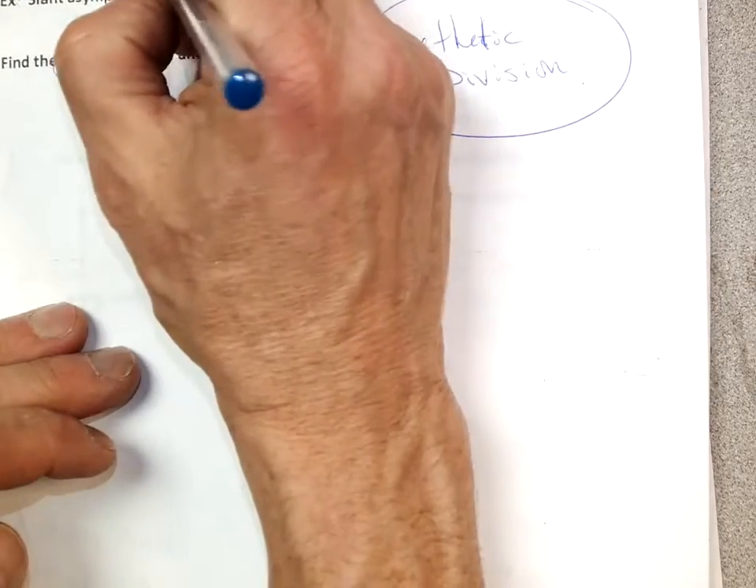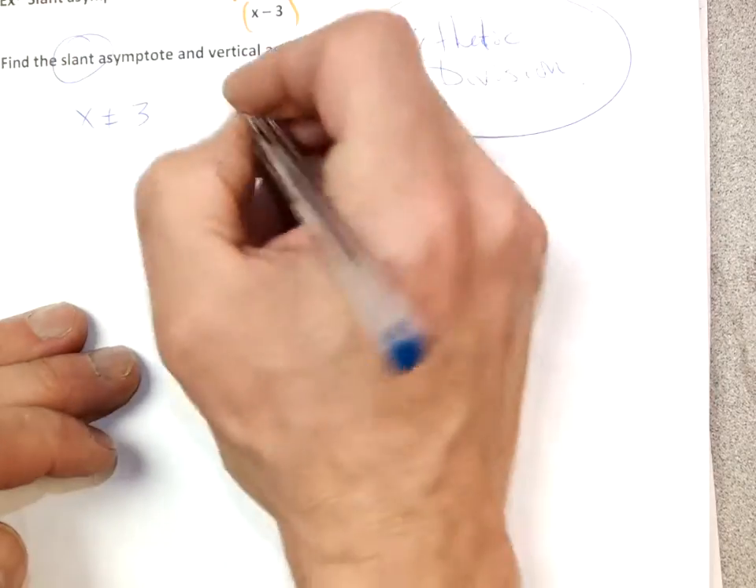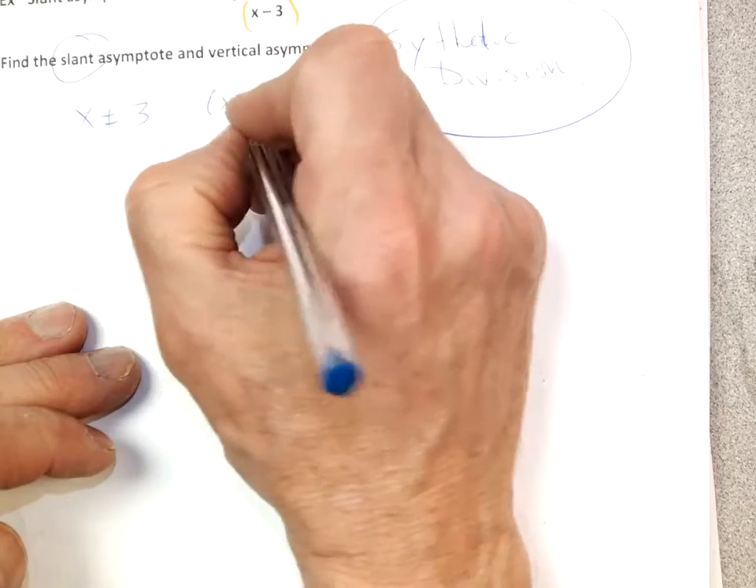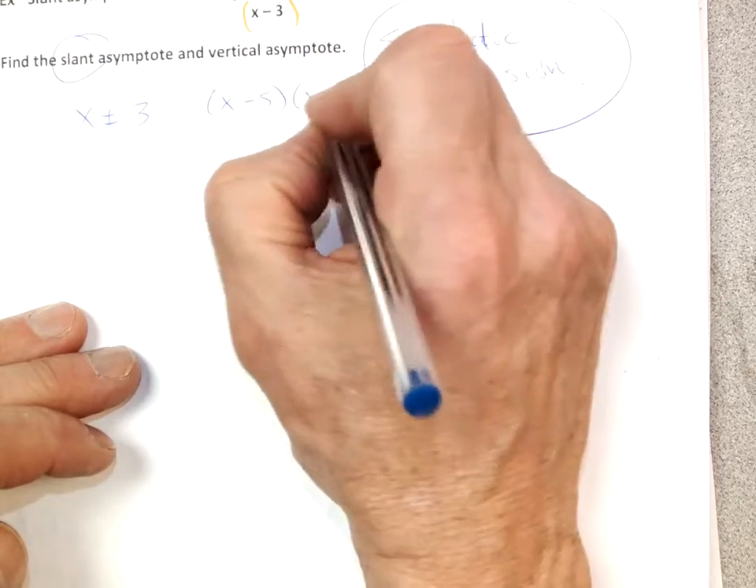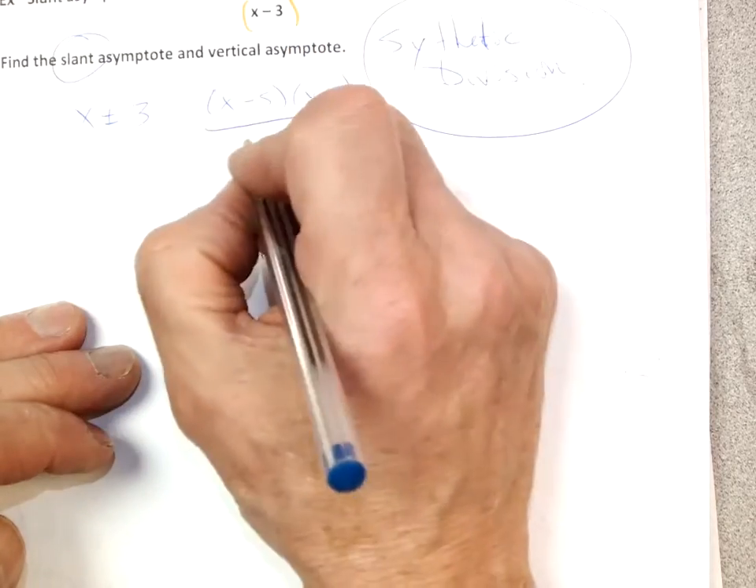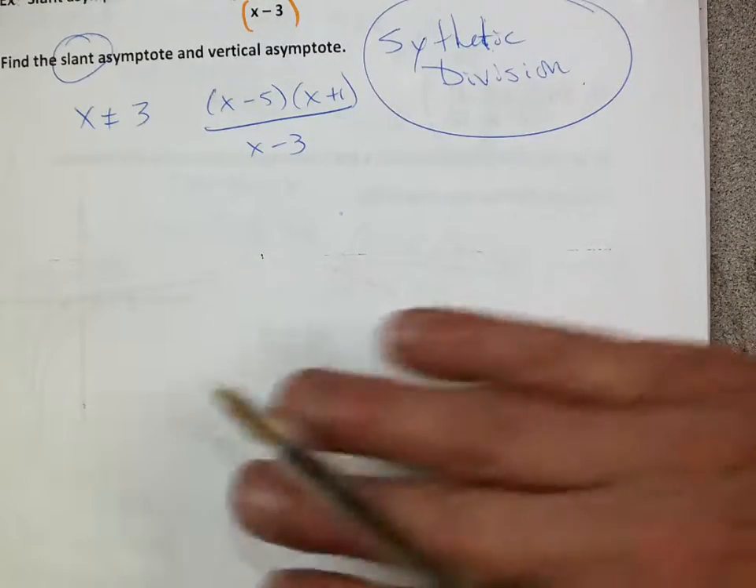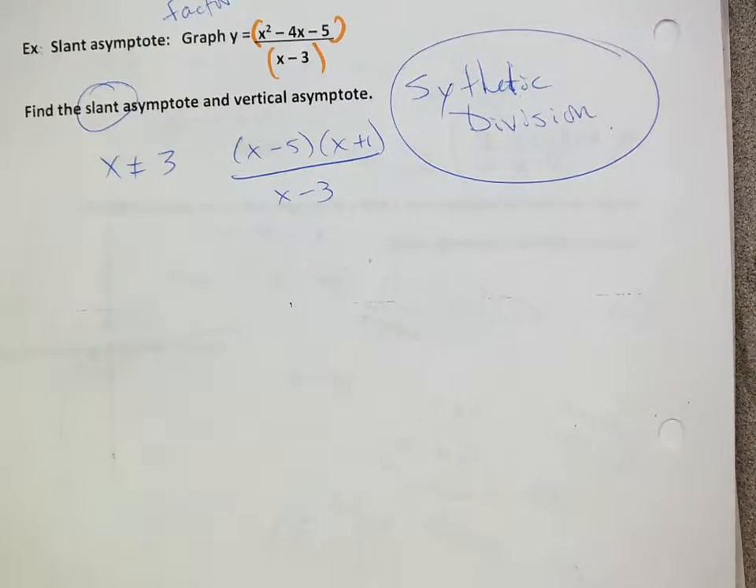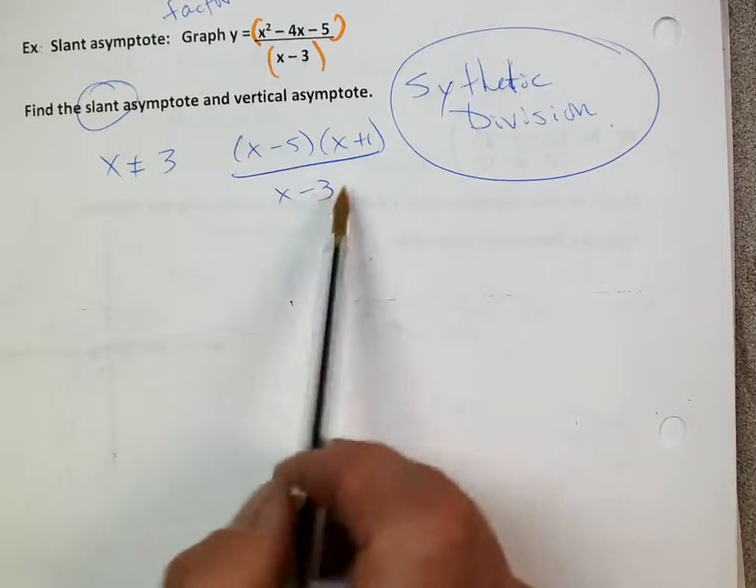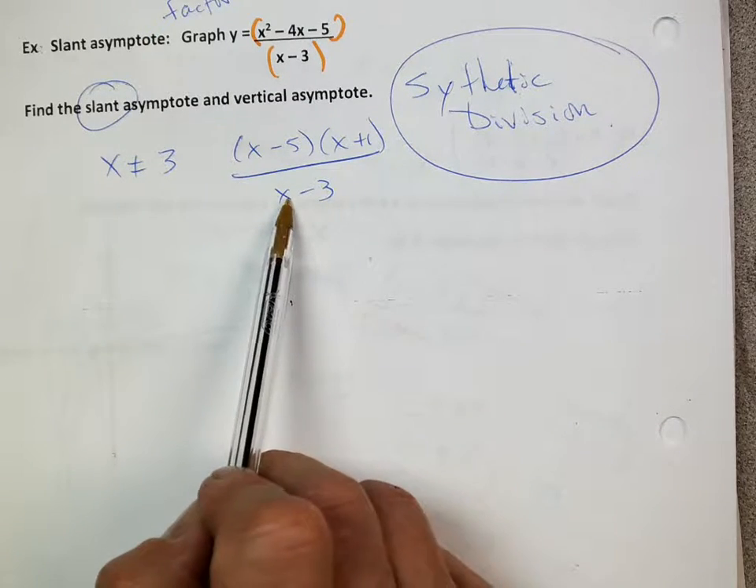So I'm going to try and factor. If I factor it, I'm going to have x minus 5 times x plus 1, over x minus 3. Everybody see that? I just factored it. x minus 5, x plus 1 over x minus 3. I cannot get rid of the problem, cannot remove it, can I? So it's not a hole.